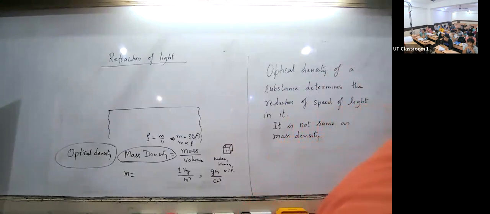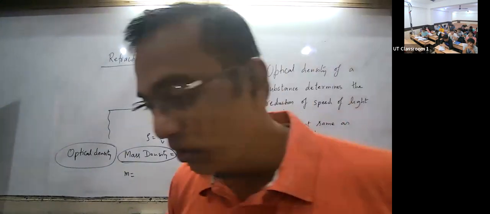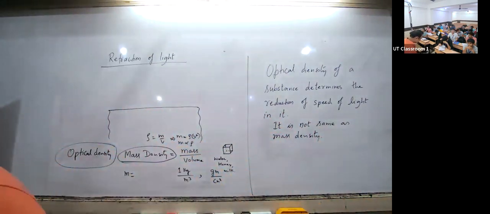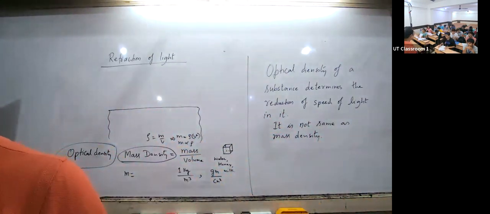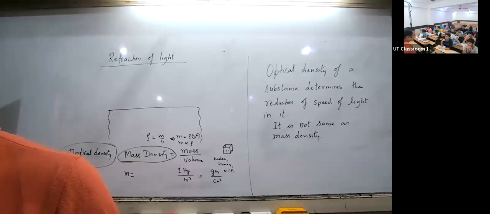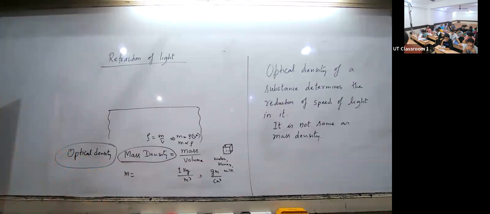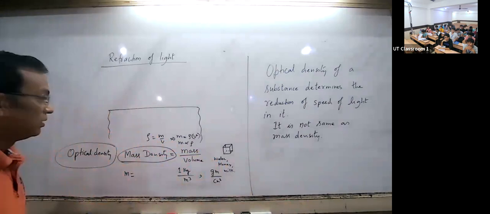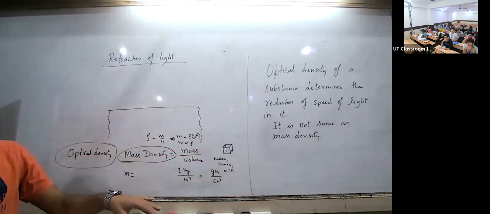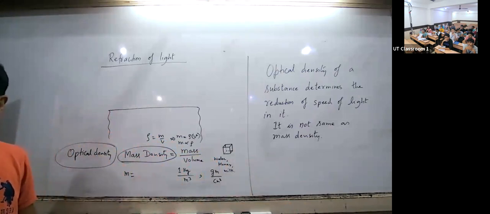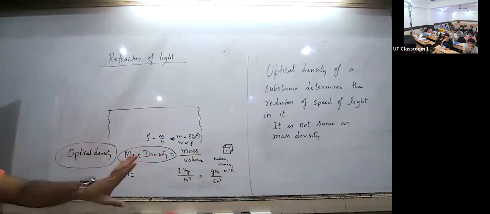Is it clear? The description is given in your textbook in the yellow box, somewhere here. These things are not asked in the exam, not for exam purposes, but you must know. This is one of the reasons why the bending of light takes place. Do I need to get into this level of discussion? Too much, right? Are you now clear what optical density is?